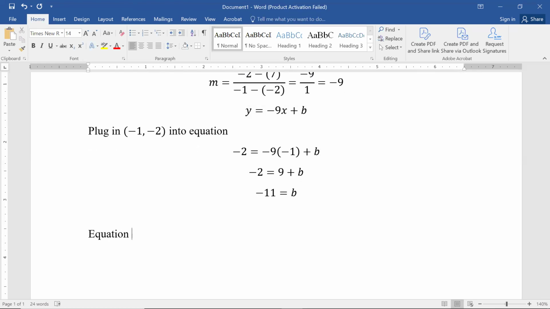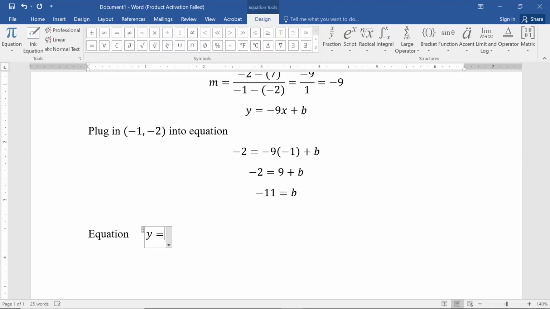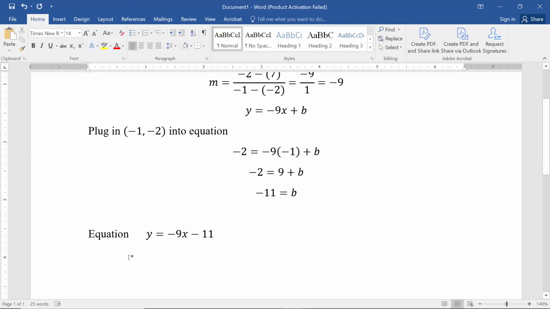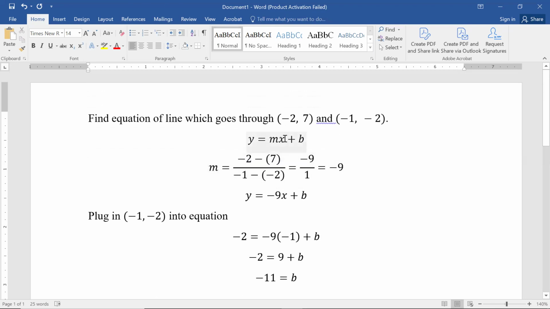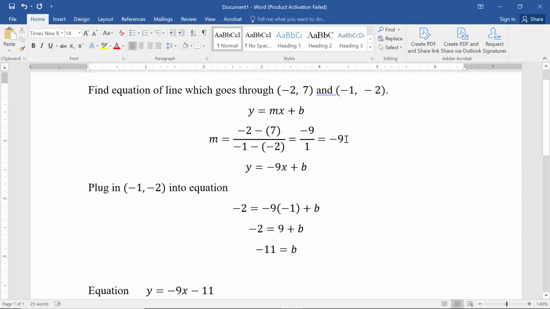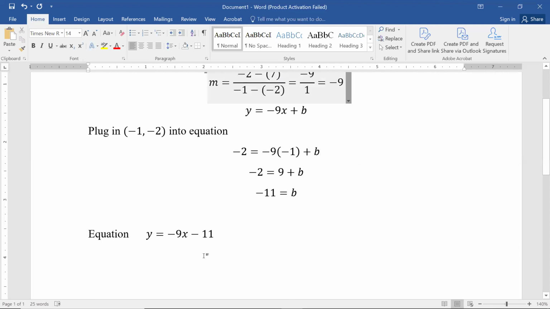Once I know that the equation has to be y equals -9x minus 11, if you ever want to check your answer, you can always check it by plugging in both points that we know are on the line, and they should give you true statements.